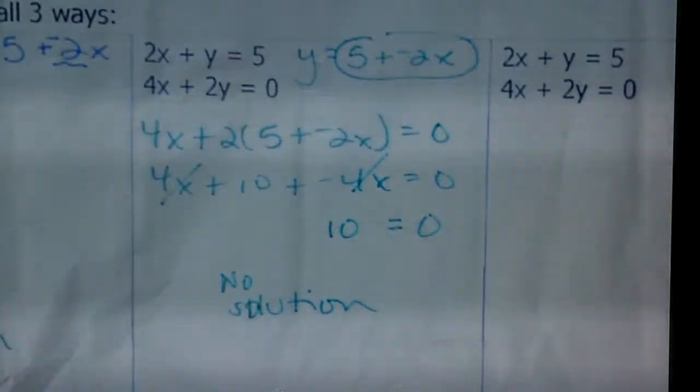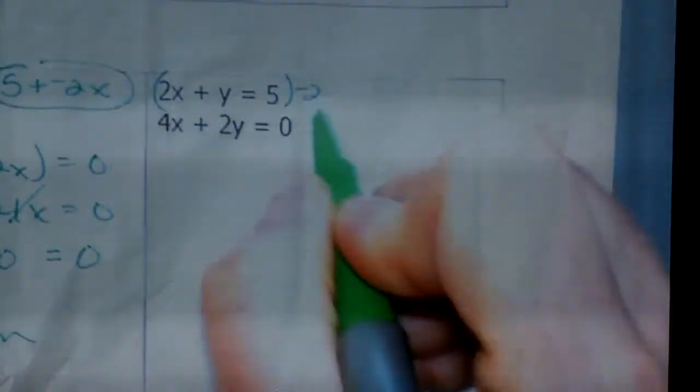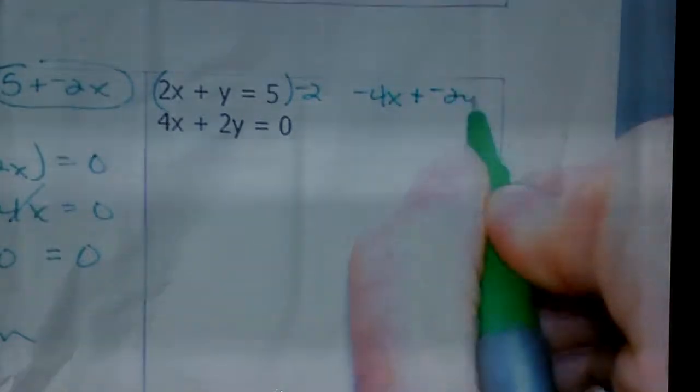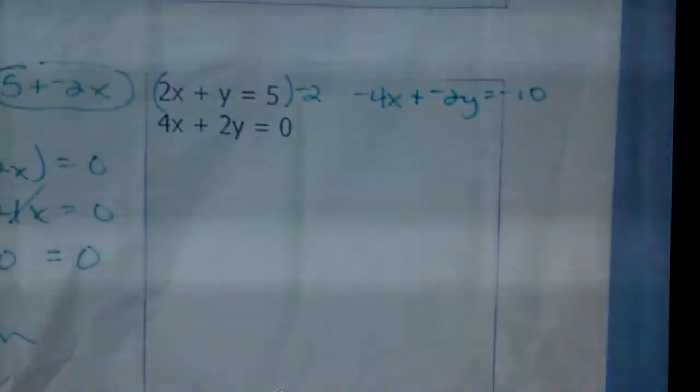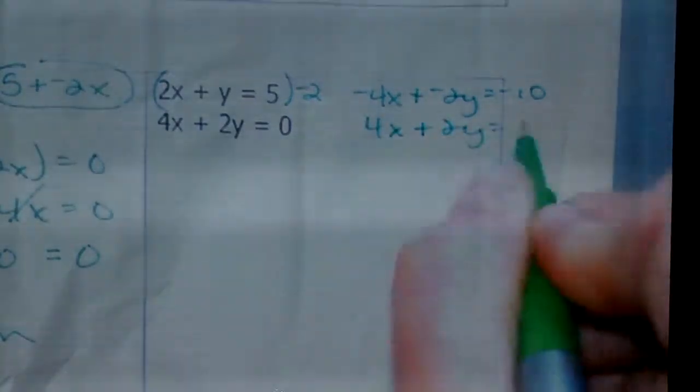Okay, let's try to do the same one using the process of elimination, just in case that's the method you would choose to use. So in looking at these two equations, we could eliminate the x's, why not? To eliminate the x's, 2 times 2 is 4, and I need it to be negative. So I would multiply that whole equation by negative 2. My new equation would be negative 4x plus negative 2y equals negative 10. My other equation would remain the same, so 4x plus 2y equals 0.